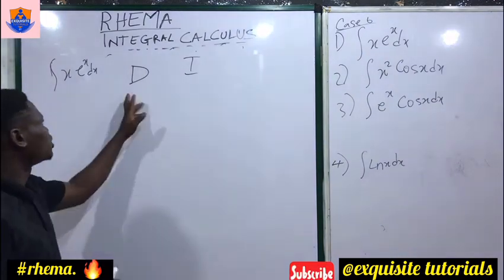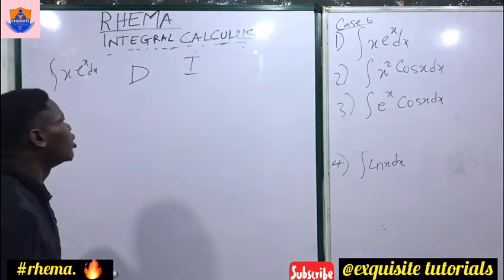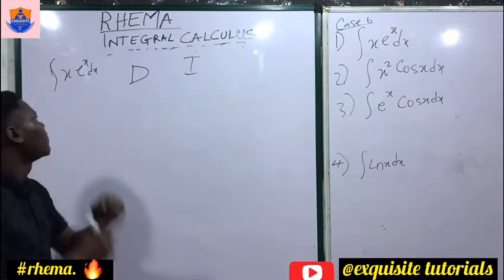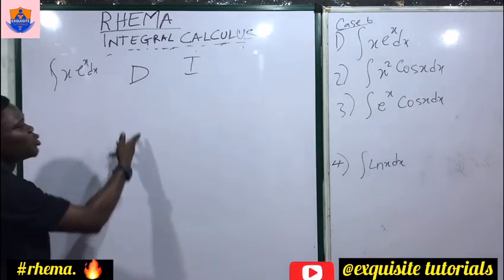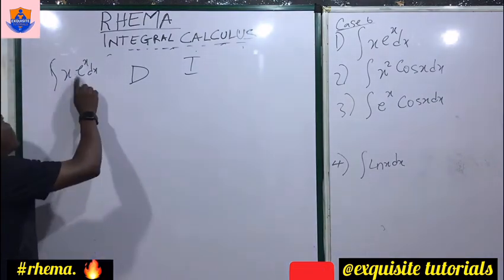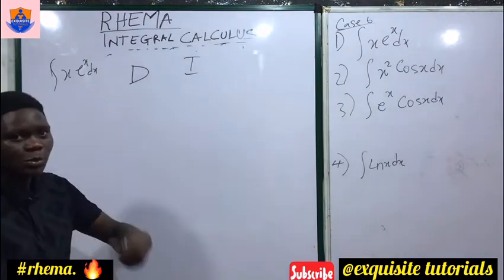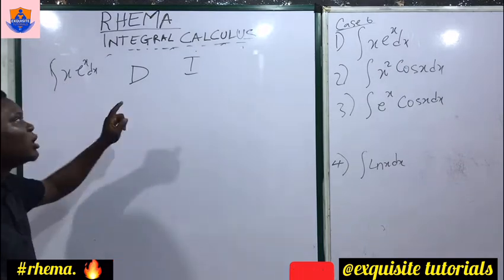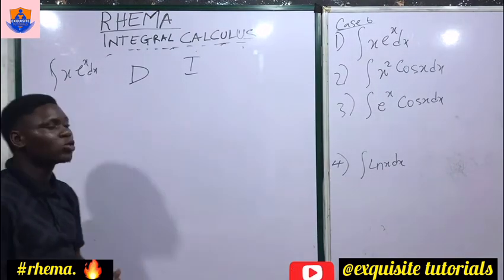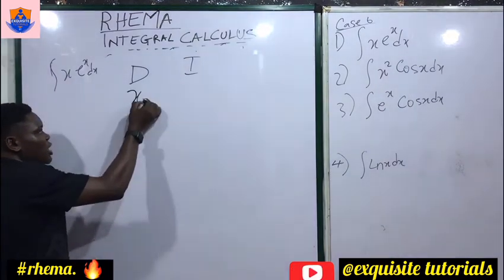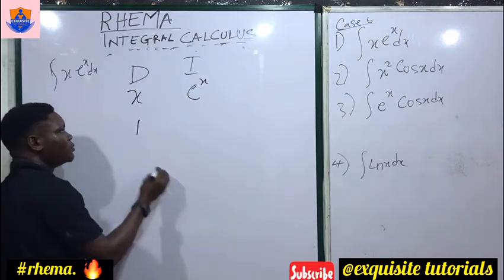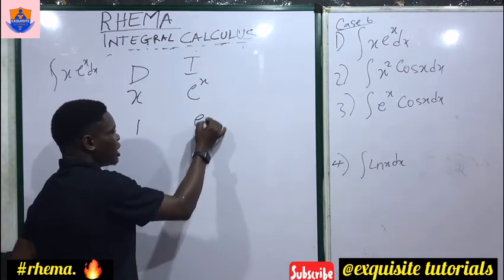Now you have to differentiate one and integrate the other one. But when choosing the one to differentiate, you have to be very smart. If I differentiate x, it reduces to 1. But when I differentiate exponential x, it will still give me exponential x. If I decide to integrate x, the power of x will eventually increase. So it is wiser to differentiate x and integrate the other one. When I differentiate x, I will have 1. When I integrate exponential x, I will have exponential x.